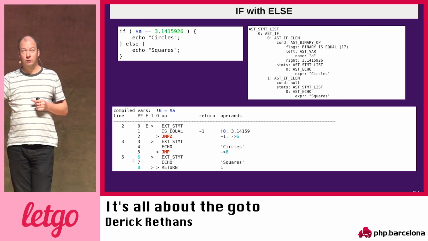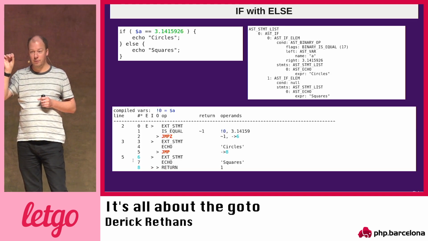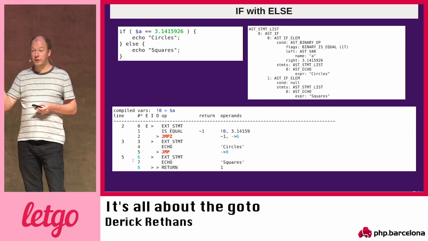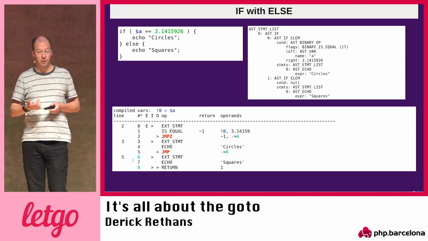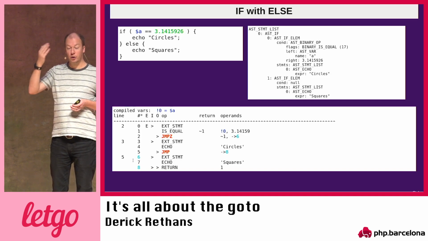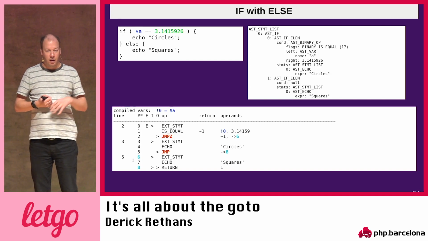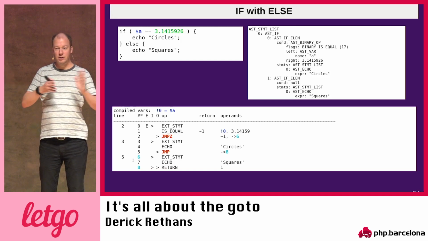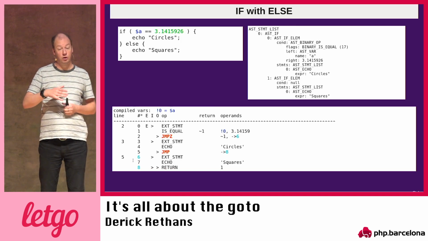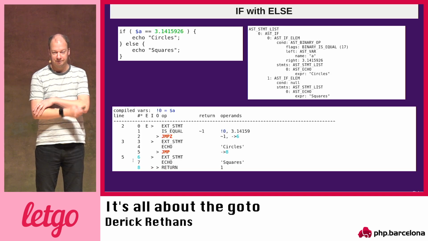Now, if the equality did match, then the jump instruction on the second opcode wouldn't have executed. It would have executed circles, and then you get a jump instruction, not a jump Z, a jump without any qualification, which means it always jumps to the op line that is specified, in this case 8, which then also jumps over the echo squares, because you don't want to execute it. Which means that all of the if statements in a script are always converted into jump instructions, which is pretty much a GOTO statement.